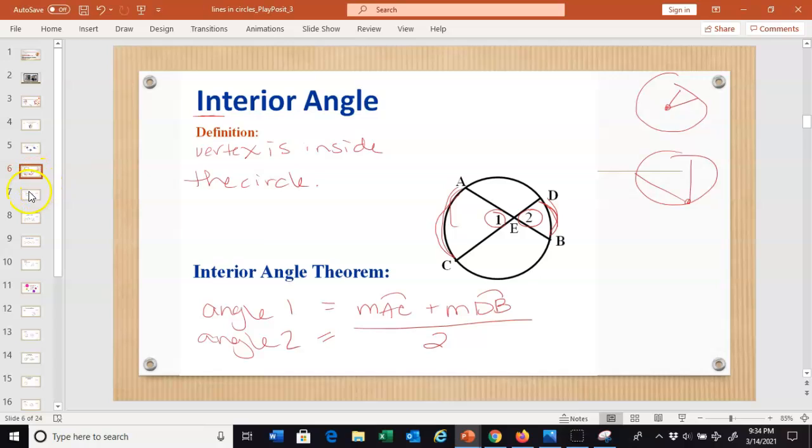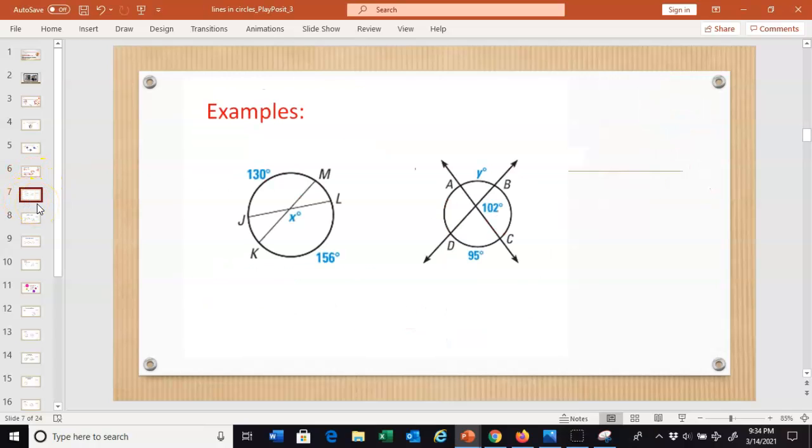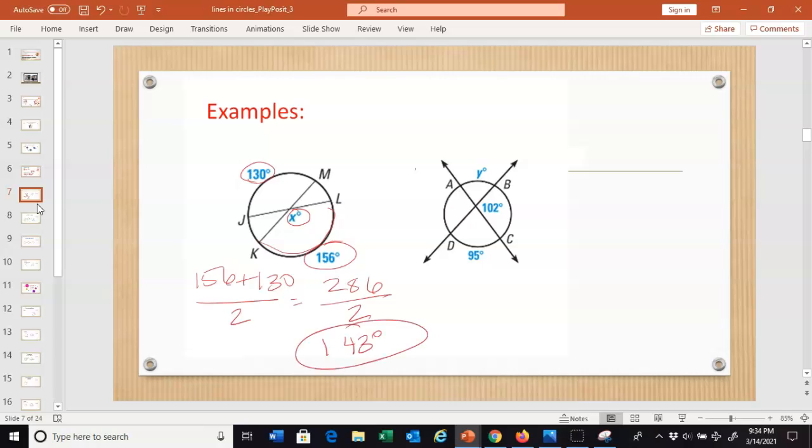So let's try one. If we want to find this, now it's got to be the arc that's across from it. So we would not use JK and ML. We want to use the arcs that are covered by the angle. So it would just be 156 plus 130, divided by 2. So let's see what that is. 286 divided by 2, 143 degrees. So we know x is 143.